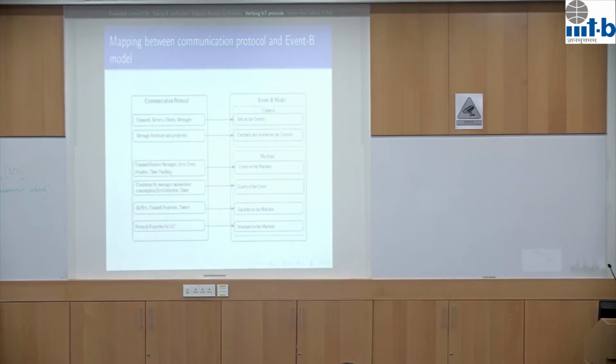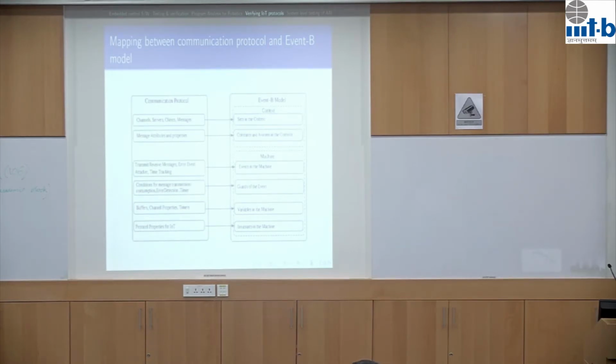Axioms are always true properties. And then these would be the features of a protocol. It could, for example, transmit and receive messages. In the case there is an attack, it could produce an error event. It could track time. It could tell you conditions under which you can transmit messages. What do the buffers look like, FIFO, non-FIFO? What are the properties of channels?